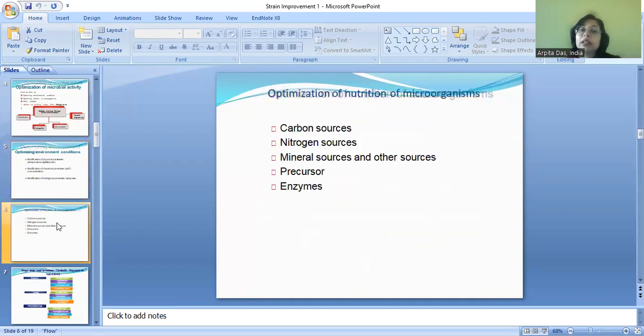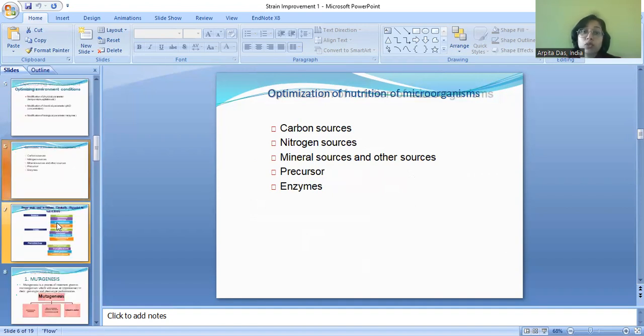Now, during strain improvement, we need to take care that for that particular strain, their nutritional resource has to be optimized. We have already discussed microbial media formulation, so that knowledge is supposed to be added over here for the perfect optimization of nutrition for microorganisms.